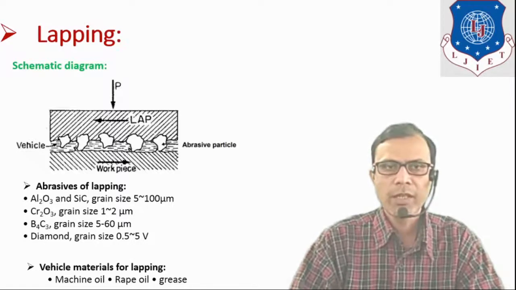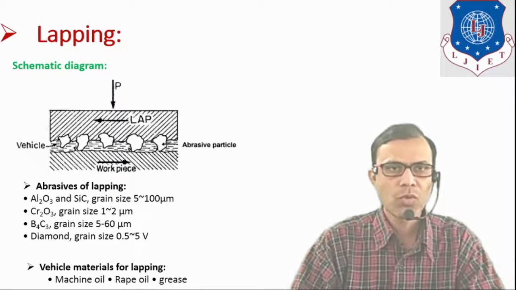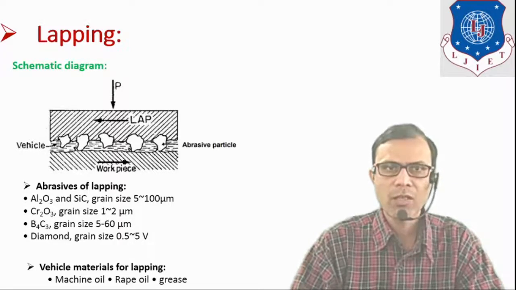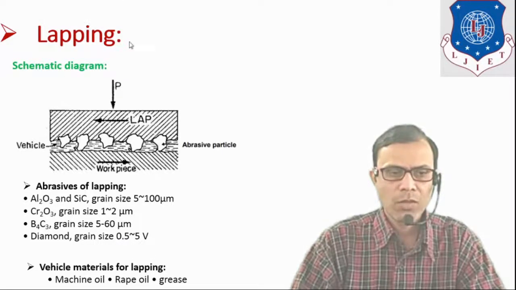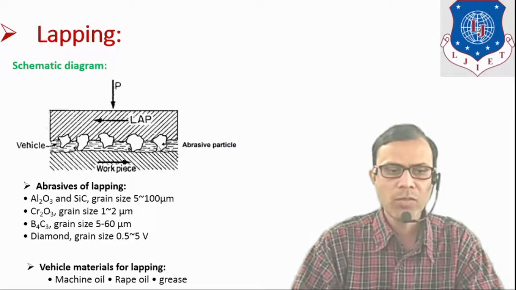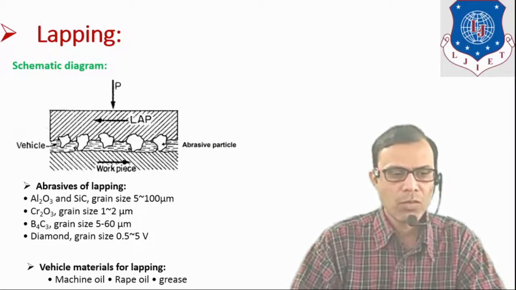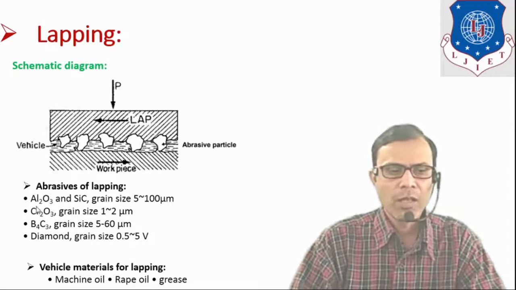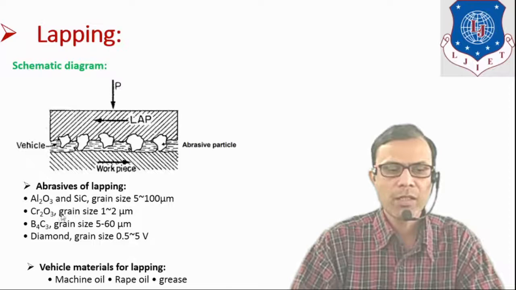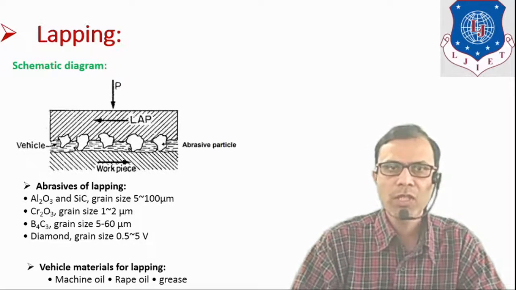Before starting the process, it is necessary to charge the lap tool. For this purpose, abrasive particles are used with machine oil or rap oil or grease. This oil is known as the vehicle, as it is the means to carry the abrasive particles. These are the abrasive particles. The size of these particles is very small, but a magnified view is shown here. Generally used abrasive particles are aluminum oxide, silicon carbide, chromium oxide or boron carbide, or it may be diamond powder. These are the general abrasive materials used for this process.